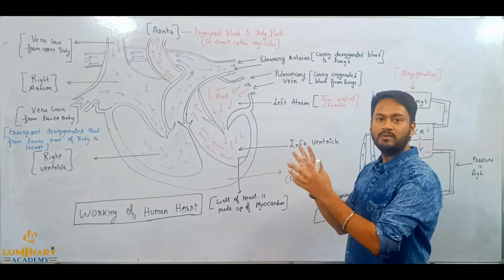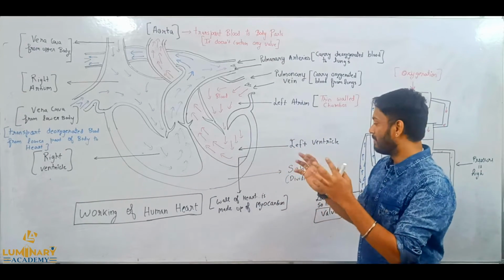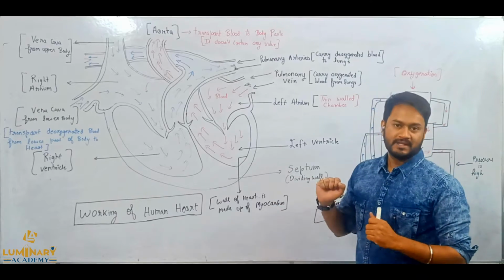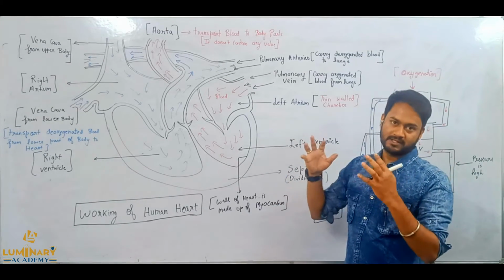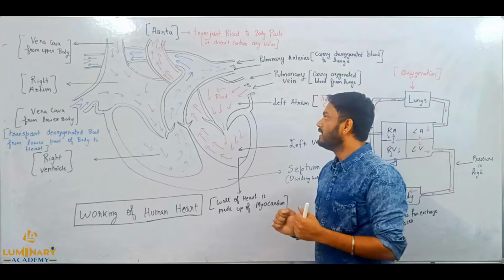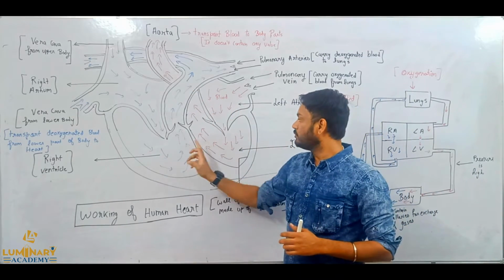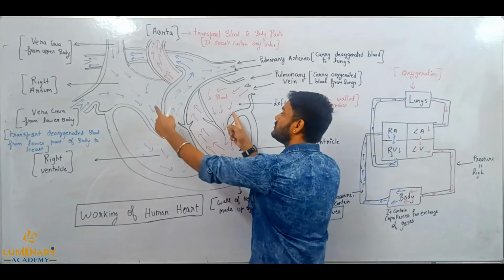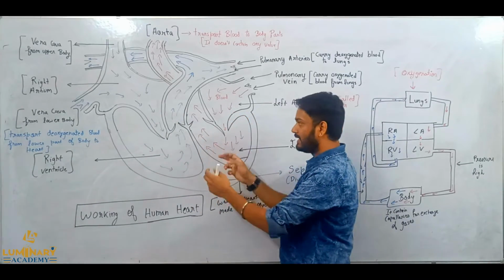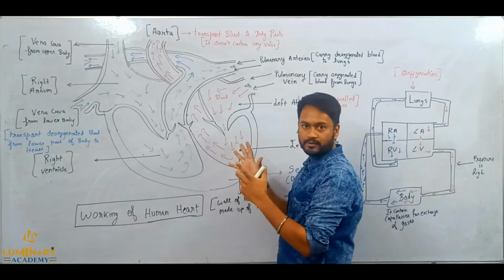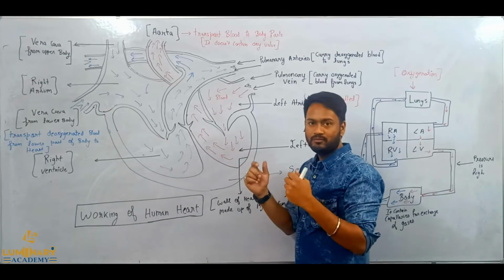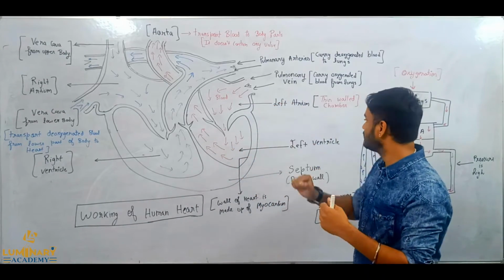First of all, the human heart is made up of a muscle layer called myocardium. This myocardium is basically what forms the heart. Now the human heart has 4 chambers: 1, 2, 3 and 4. These 2 chambers are thin walled, and these 2 chambers are thick walled. And why it is so, I will tell you when I am going through the process, right?